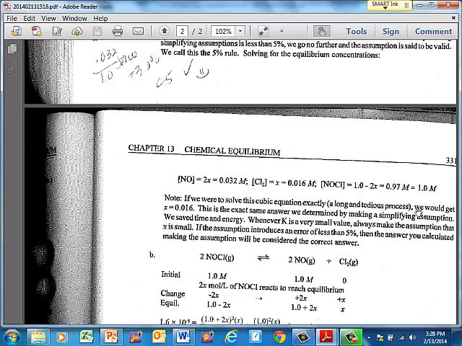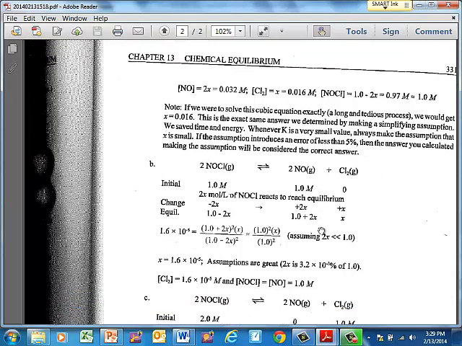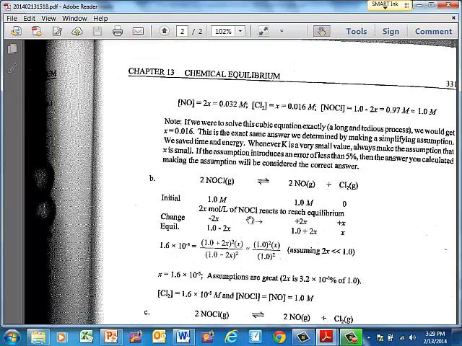It says if we were to solve the cubic equation exactly, a long and tedious process, we would get x equals 0.016. It's the exact same answer. So whenever it's very small, and again I use that 3 decimal place rule, then you can go that route. Okay, this is going to again just show you the problems that I just showed you.